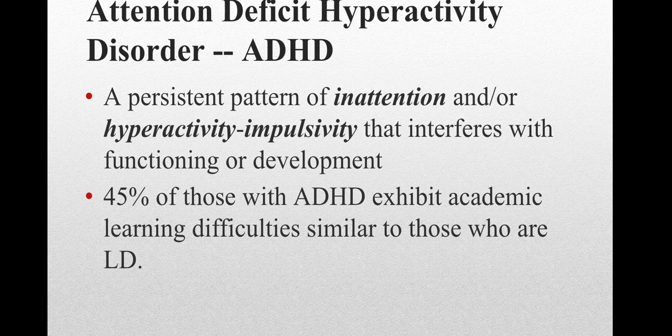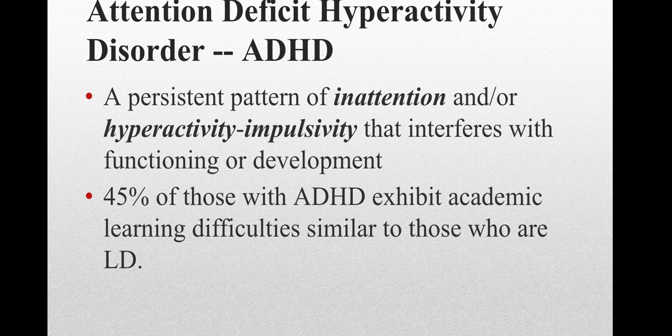Also complicating all this, right, is attention deficit hyperactivity disorder, ADHD. This is going to be a persistent pattern of inattention and/or hyperactivity-impulsivity that interferes with functioning or development, right? So in order to have ADHD, you can have ADHD inattentive, or you can have ADHD hyperactive-impulsive, or you can have a combination of all three. About 45% of those with ADHD exhibit academic learning difficulties really similar to those who are learning disabled.